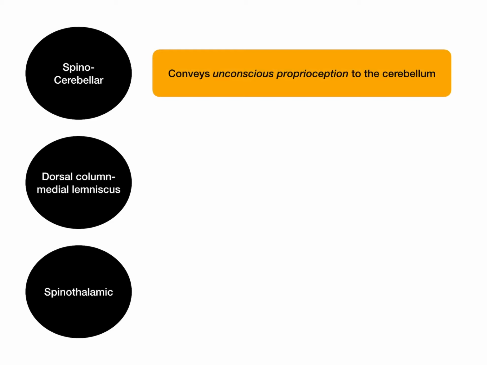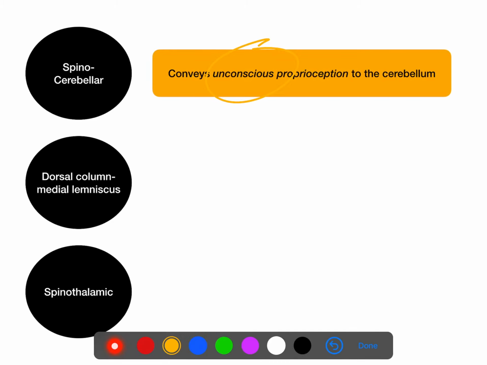So spinocerebellar conveys unconscious proprioception, so that's your knowledge of your position in space. So if you close your eyes, you know that you can touch your nose, and that's because proprioception means that you have a map inside your brain of where your body is in space. You know where your limbs are in space. You can put your hands together when your eyes are closed because you don't need the vision, because you have proprioception.